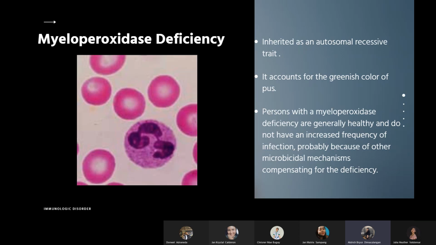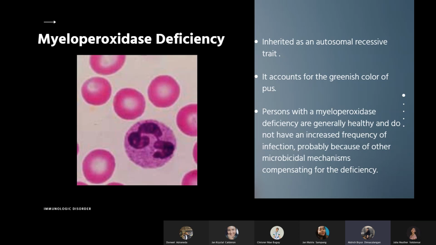Persons with myeloperoxidase deficiency are generally healthy and do not have an increased frequency of infection, probably because of other biocidal mechanisms compensating for the deficiency. So, syempre, yung neutrophils natin, may other reacting factors din naman siya. Kaya, if ever man pumalya yung kanyang myeloperoxidase, ay hindi naman ganun ka-gravely ang makaka-affect sa ating katawan. So, pero kailangan pa din siyang i-monitor sa isang tao kasi hindi naman maganda na yung myeloperoxidase natin na first thing na nire-release ng ating neutrophil agad pag kailangan kalabanan ng phytobacteria ay hindi gagana.